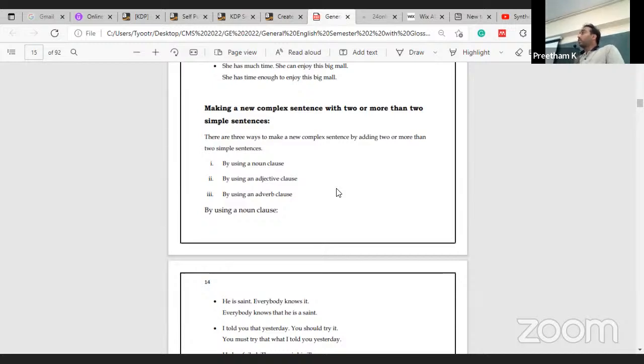So how are you going to differentiate between a sentence and a clause, or a phrase and a clause? A clause will have a verb in it. You are aware of the main clause and the subordinate clauses, the main clause and the dependent clause. So here: noun clause, adjective clause, and adverbial clauses.